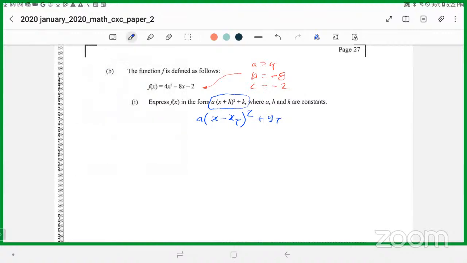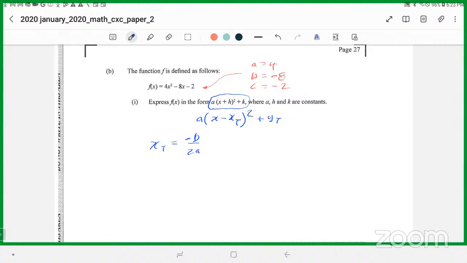And so the xt that we need is minus b over 2a. If you're using the x plus h method, then the h will be b over 2a. Notice we have a minus xt, and that's why you have this negative on ours and there's no negative on that one. That's where the difference is. So you have to be careful with the method that you're using. Decide on a method and stick to it. But if you understand it clearly, then it doesn't matter which method you decide to use.